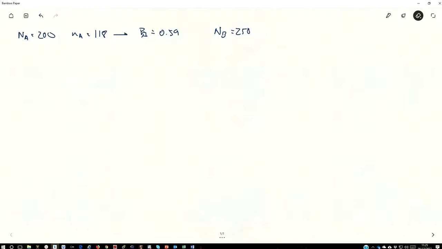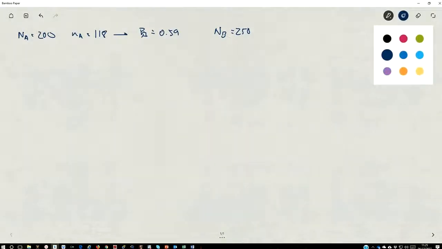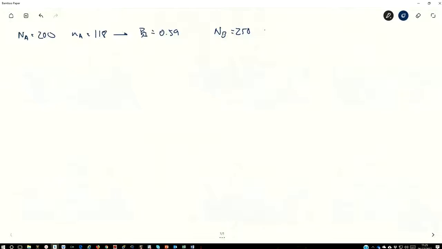So we have a sample of 200 employers, of whom 118 are in favor, so we have a proportion of 0.59. We have another sample of 250 employees or wage earners, of whom 138 are in favor, so we have a sample proportion of 0.552. We have to do the test with a level of significance of 1%.